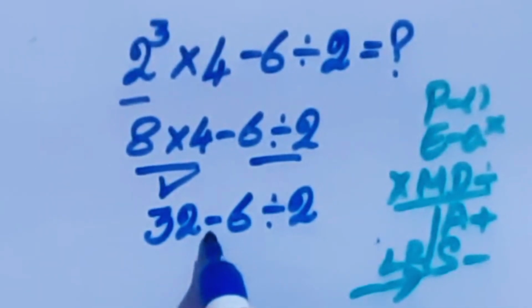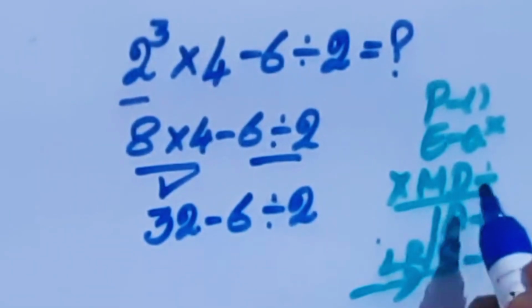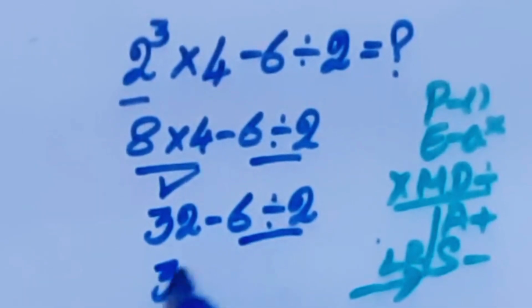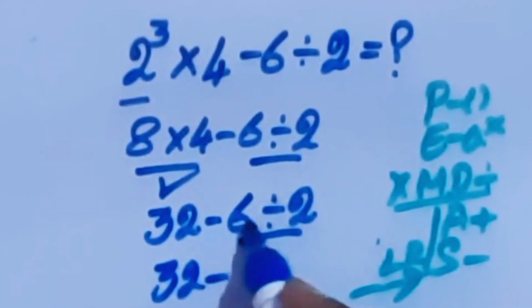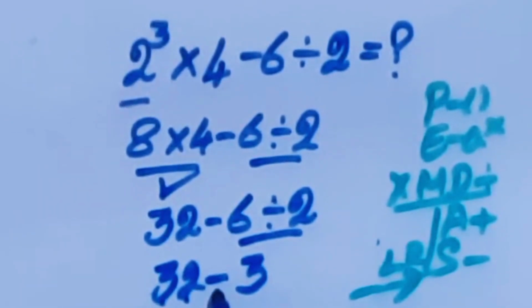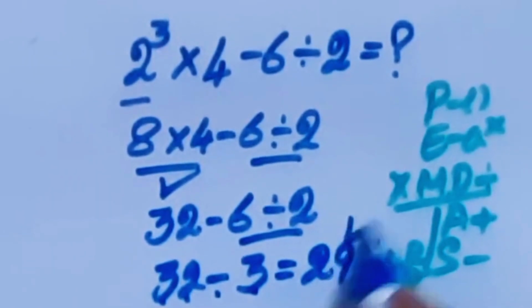Here we have subtraction and division. Division is higher priority than the subtraction, so we have to do this division before the subtraction. So 6 divided by 2 is 3. Here 32 minus this 3 is 29, which is the correct answer.